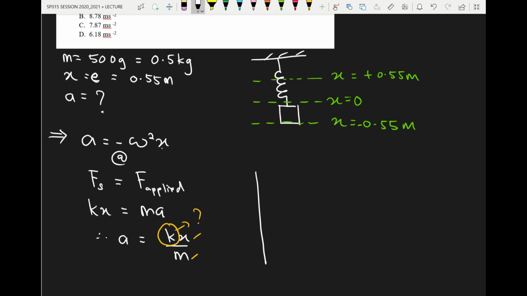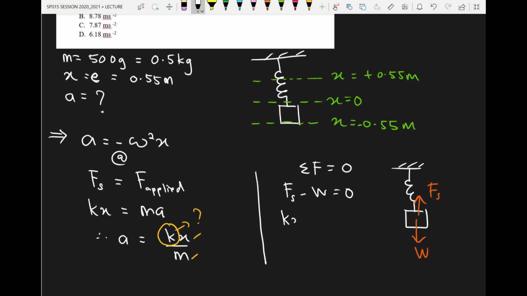So the total force that acted on the object is equals to 0. Why 0? Once it is in equilibrium, okay, it is like this. You will have the weight and also the restoring force, right? Okay, so that's the basic concept from chapter 4. Okay, so now your restoring force minus the weight is equal to 0. Okay, therefore we just change the equation. It is kx equals to mg. Now you can find the k. Okay, so k is equals to mg over x.